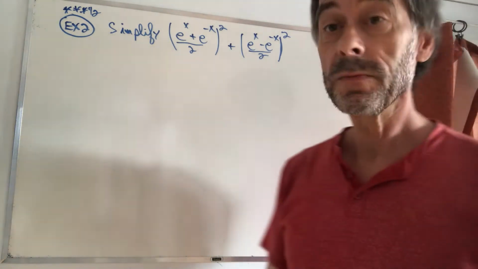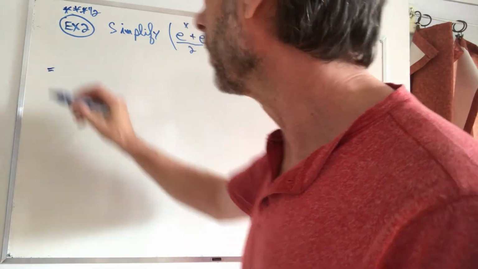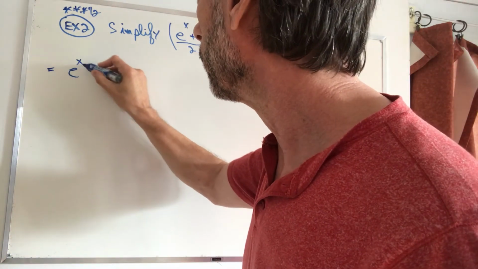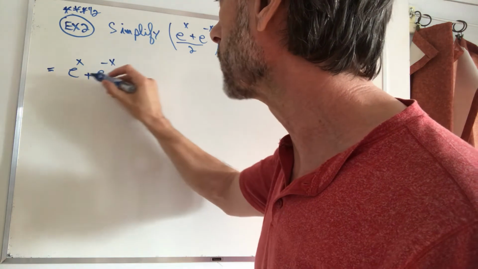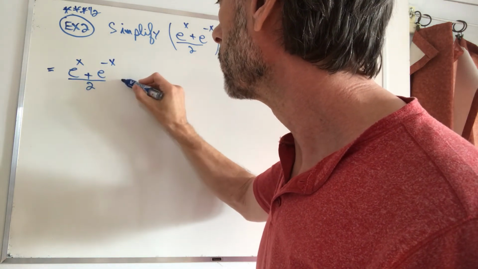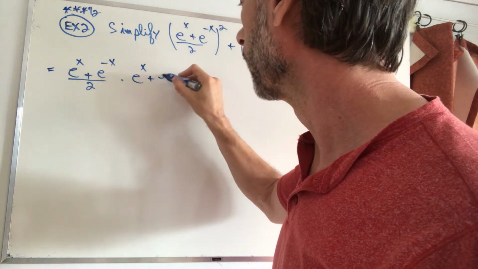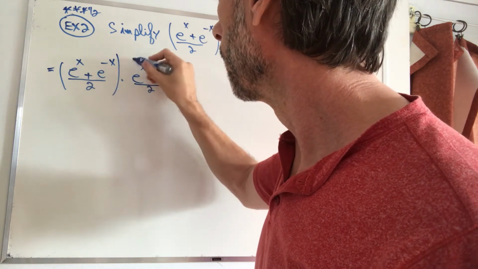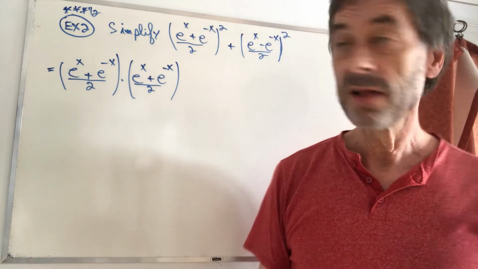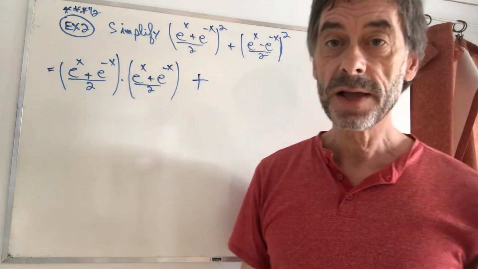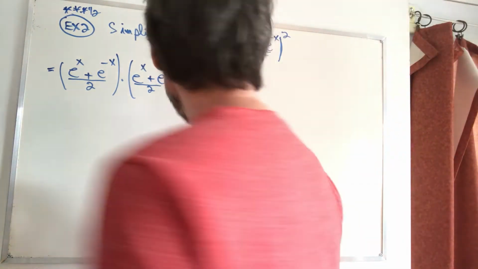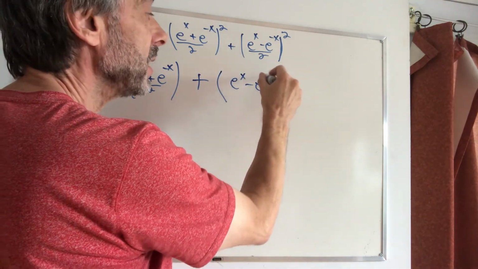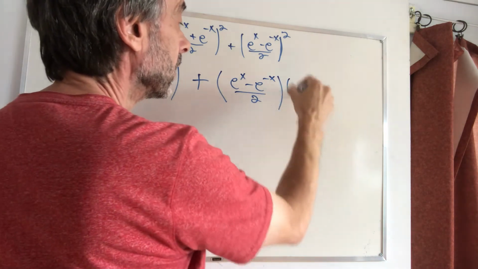All right. So we shall simplify this by starting by saying a square is times itself. So I'm going to rewrite this: (e^x + e^(-x))/2 times itself, over 2. So times itself. Middle sign is a plus, and then that's also a square. So this guy times itself: (e^x - e^(-x))/2 times itself.